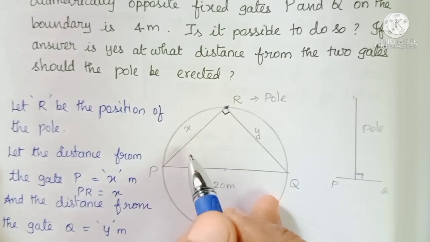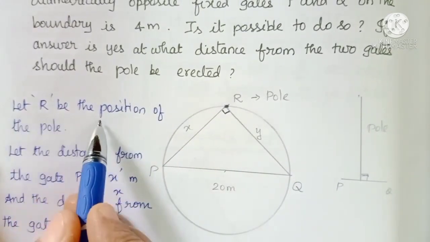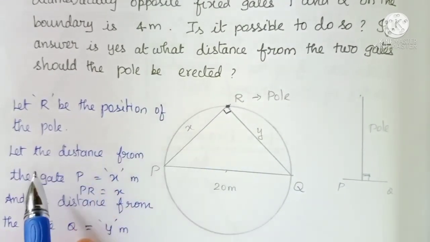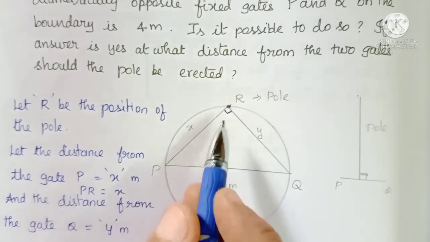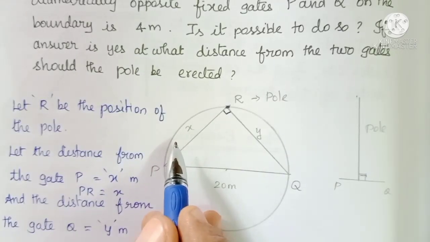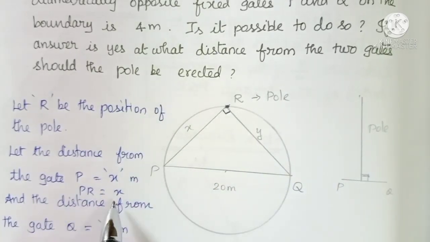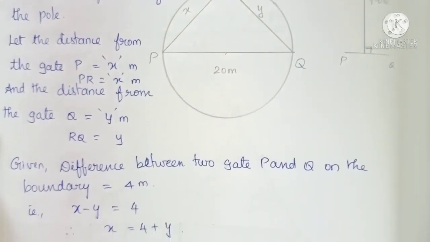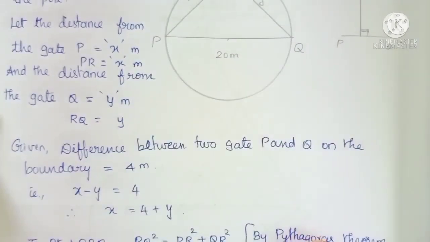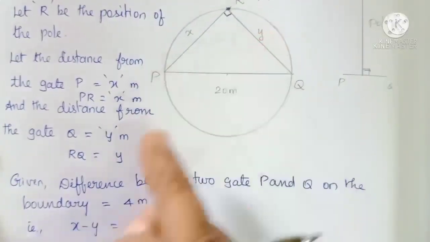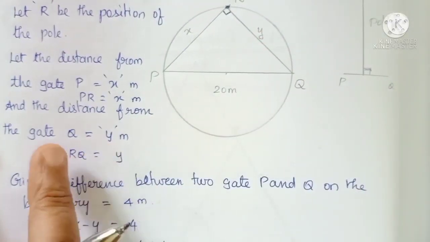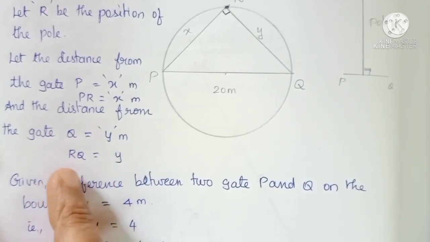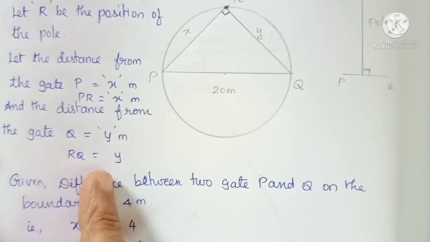Okay, let us start with the given values. Let R be the position of the pole. So R is the position of the pole, I have written. Distance from the gate P we don't know, so a common letter we are taking here, x. So PR equal to x meter. And distance from the gate Q, we fixed as y. The diagram we mark, that is y. So here I took the letter Q. Distance from the gate Q is equal to y meter. So RQ, or QR, either is okay, that is equal to y.